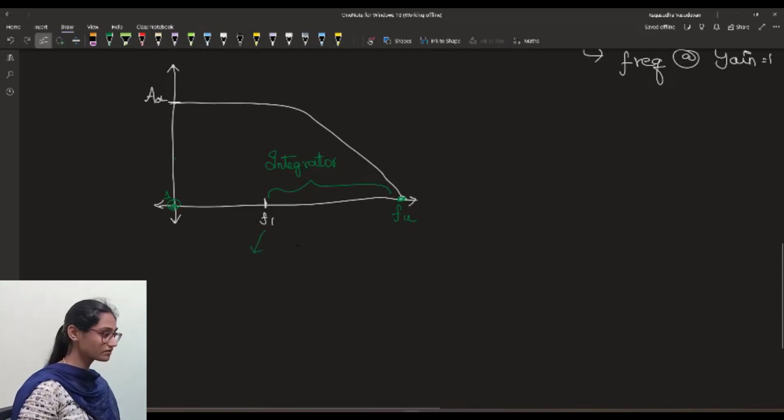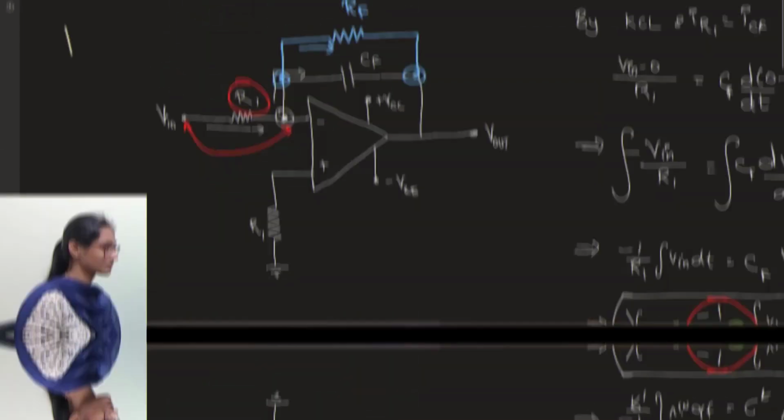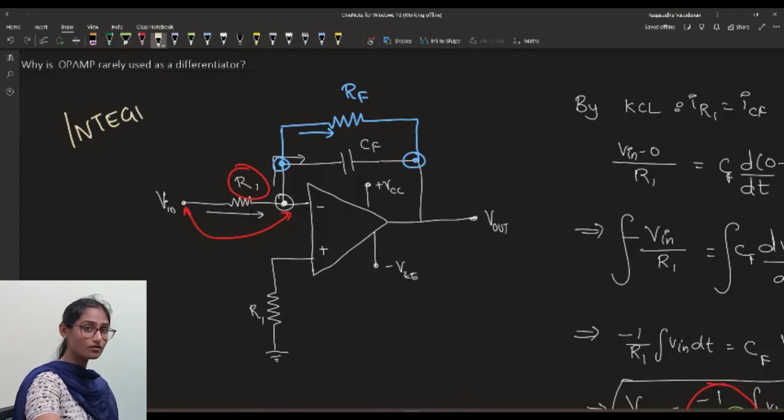How to find out this frequency? This is 1 divided by 2 pi into R1 into C1. And this is the minimum frequency in which you can operate this op-amp as an integrator. This is the integrator, and now let us see the circuit of a differentiator.